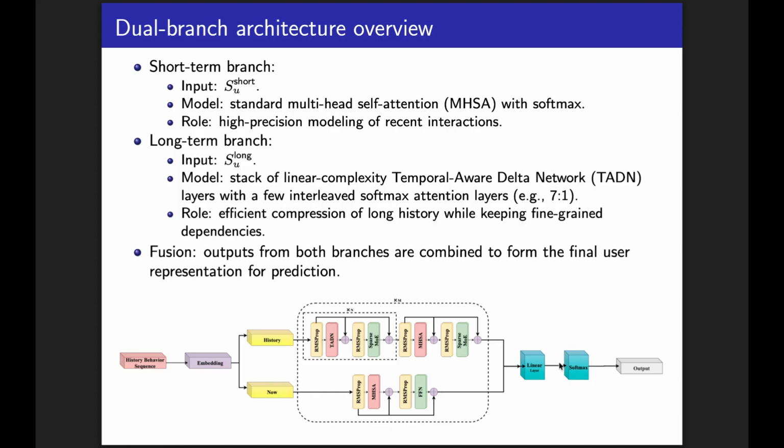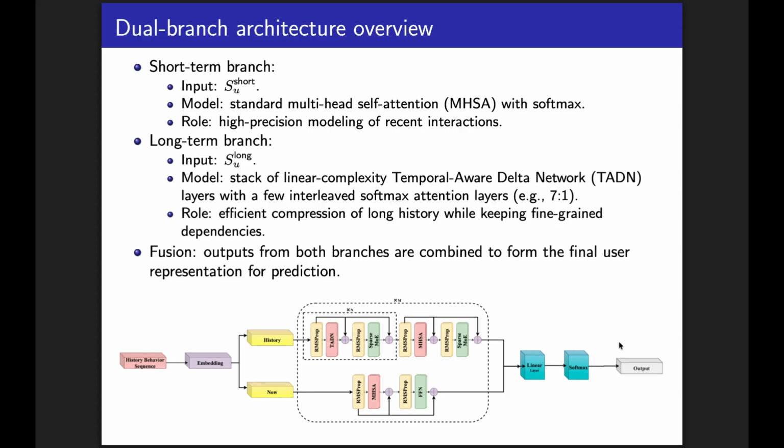And then finally, there is a very simple fusion, where the hidden representations coming from both branches are simply merged, concatenated, go through a linear layer, and then softmax to get the final predicted item across the distribution of possible items that can be predicted.